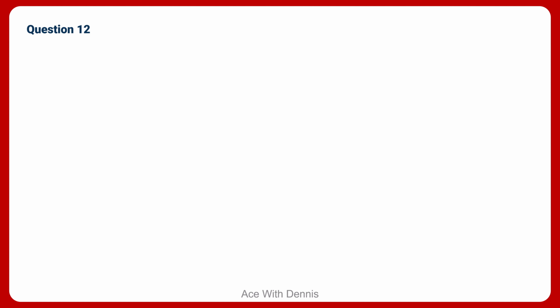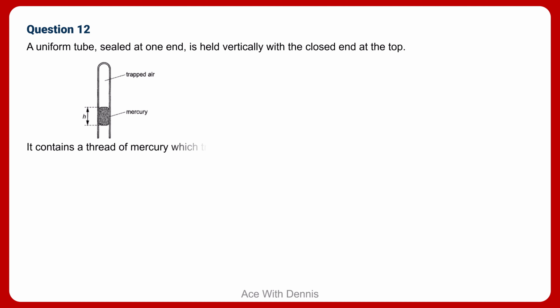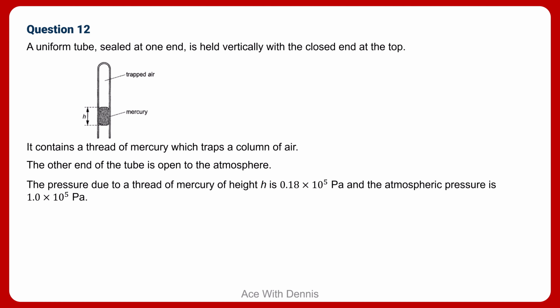Question 12. A uniform tube sealed at one end is held vertically with the closed end at the top, as shown in this diagram. It contains a thread of mercury which traps a column of air. The other end of the tube is open to the atmosphere. The pressure due to the thread of mercury of height h is 0.18 times 10 to the power 5 Pascal, and the atmospheric pressure is 1.0 times 10 to the power 5 Pascal. What is the pressure of the trapped air?